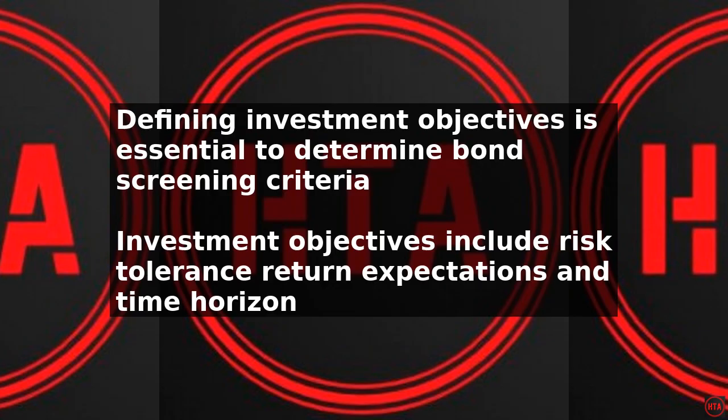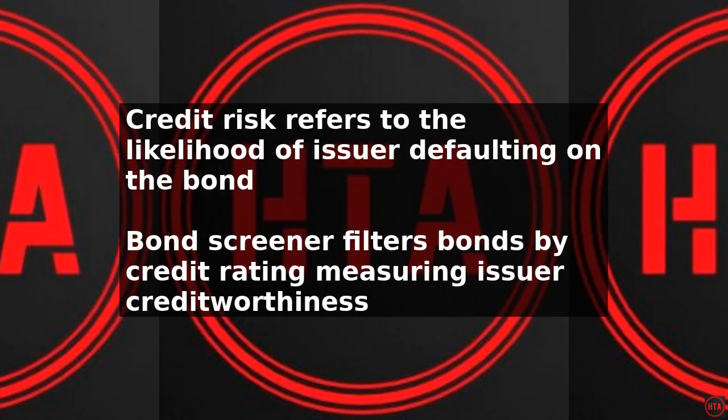Another important concept to consider is credit risk, which refers to the likelihood that the issuer will default on the bond. You can use the bond screener to filter bonds by credit rating, which is a measure of the issuer's creditworthiness. For instance, you can set the criteria to show only bonds with an investment-grade credit rating, such as AAA or A.